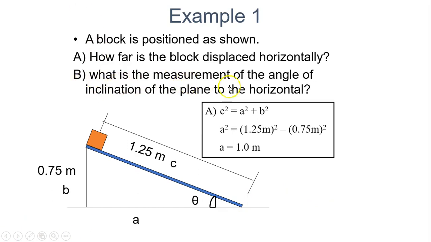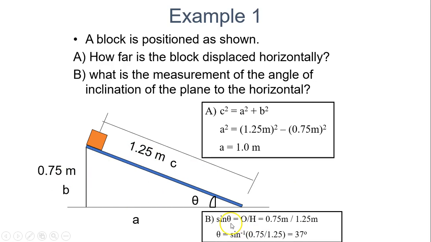Question B, what is the measurement of the angle? Now, in order to find the angle, we can use either SOH, CAH, or TOA. I choose to use SOH because those are the originally given quantities. So sine theta equals opposite over hypotenuse, 0.75 over 1.25. To find theta, you have to use inverse sine on the calculator. You have to use second and sine. That's the inverse. Remember, degree is the unit for angle, so don't forget your unit.